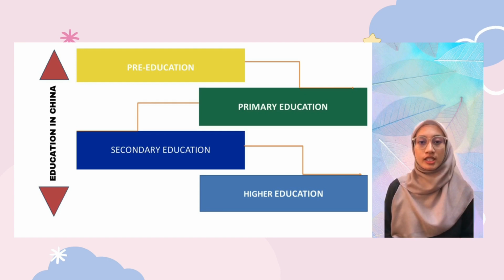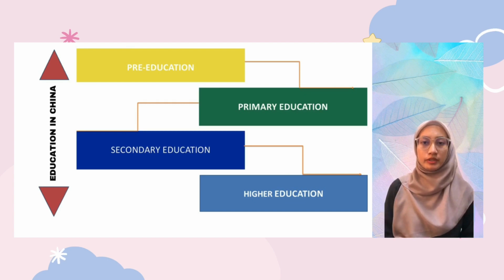First is preschool education. Preschool education is for children from 3 years old until 5 years old in kindergartens. Second is primary education. Primary education is for children from 6 years old until 11 years old. Primary schools are usually run by local educational authorities and in some cases by enterprises and individuals.